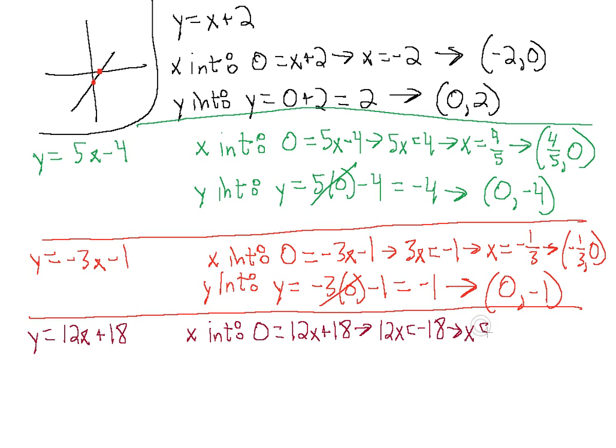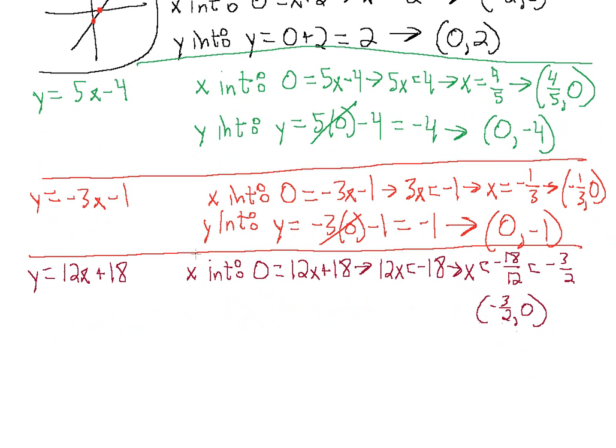Let's solve for x by dividing both sides by 12. So we have x equals minus 18 over 12, or simply minus 3 over 2, simplified by factoring a 6 out of the top and the bottom. So our x-intercept is (-3/2, 0).